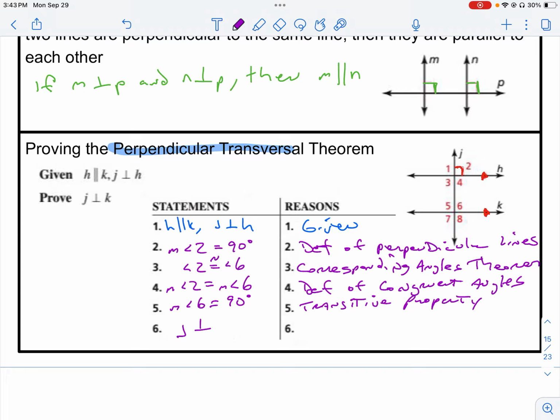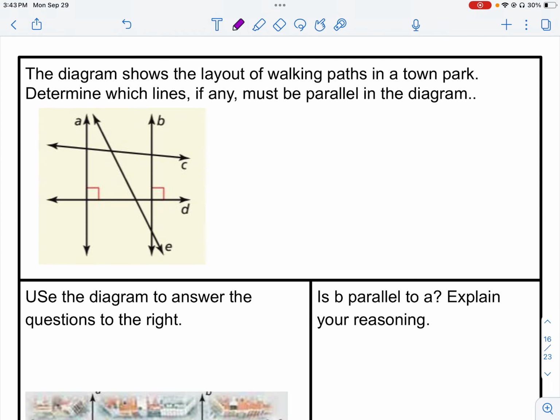And J is perpendicular to line K, because that's true. And again, that's just the definition of perpendicular lines. So the perpendicular transversal theorem, we now know, has to be true. All right, the diagram shows the layout of walking paths in a town park. Determine which lines, if any, must be parallel in the diagram.